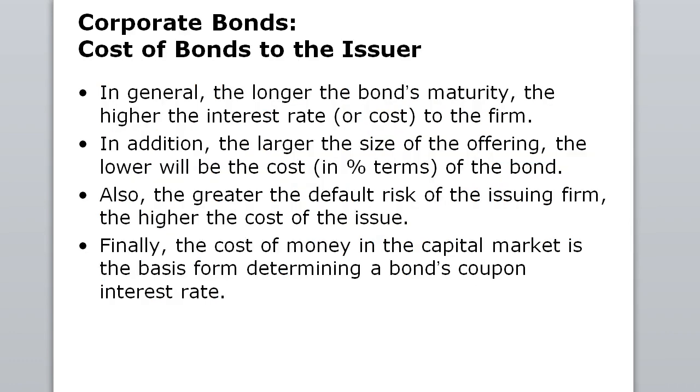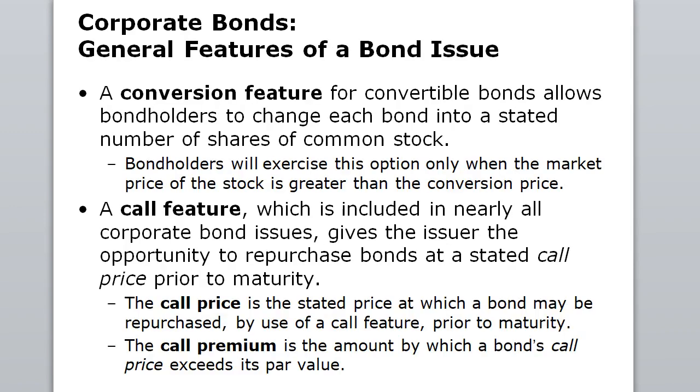So, the cost of a bond to the issuer. In general, the longer the bond's maturity, the higher the interest rates, which we have talked about. In addition, the larger the size of the offering, the lower the cost in terms of percentage of the bond, because of economies of scale. Also, the greater the default risk of the issuing firm, the higher the cost of the issue. We know that. And finally, the cost of money in the capital market is the basis for determining the bond's coupon interest rate. So we use the capital markets to help set the rates for these different corporate bonds.